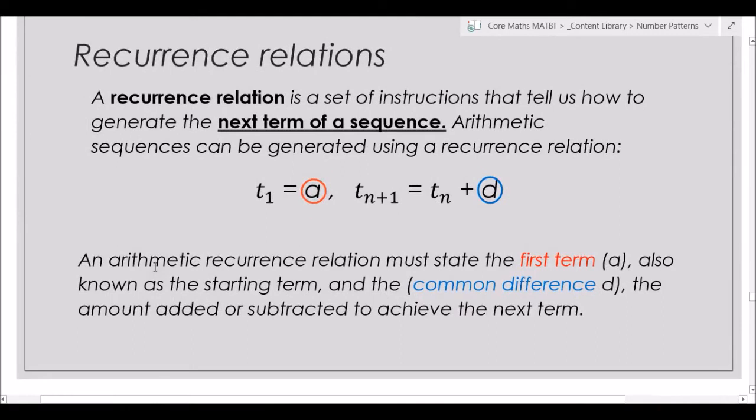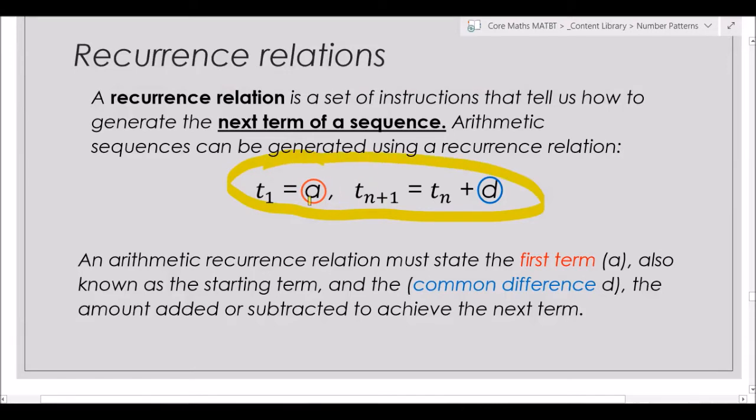So basically, a recurrence relation is a set of instructions that will tell you how to generate the next term of a sequence. So it's instructions that will tell you how to get the next term of a sequence. And they look basically like this. So this here is a recurrence relation.